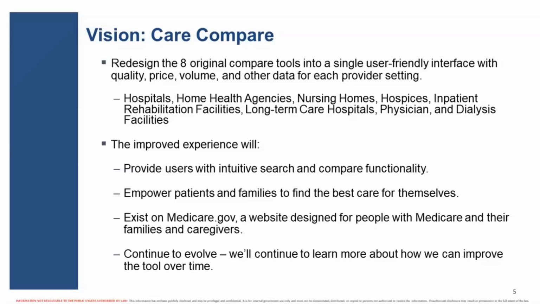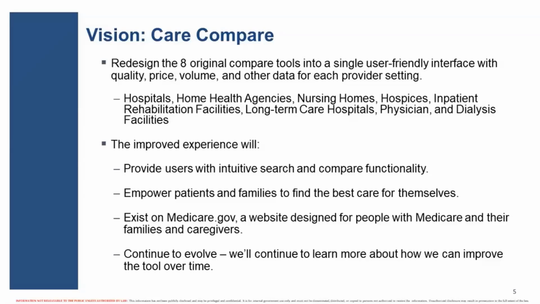So we've done some exhaustive research on finding out what the most important things are for beneficiaries to help them make decisions around their compare needs. And we've designed Care Compare to meet those needs. We've provided an intuitive search and the ability to do side-by-side comparison. We're basically empowering patients and families to find the best care for themselves. And really what we're trying to do here is provide a framework that we can continually evolve, hearing feedback from beneficiaries, caregivers, and stakeholders so that we can keep improving this and do that rapidly.